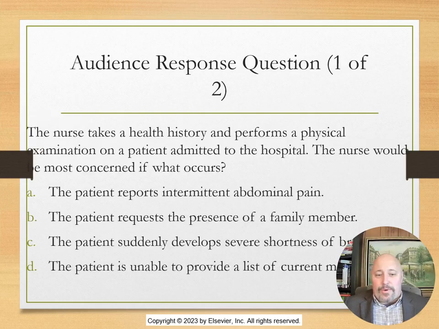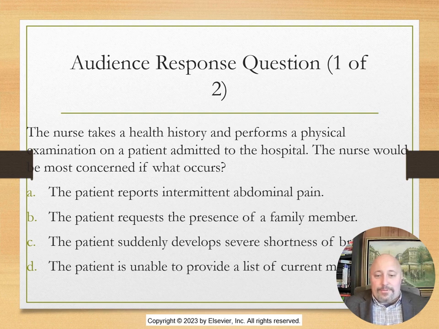And our last question. The nurse takes a health history and performs a physical examination on a patient admitted to the hospital. The nurse would be most concerned if what occurs? A, the patient reports intermittent abdominal pain. B, the patient requests the presence of a family member. C, the patient suddenly develops severe shortness of breath. Or D, the patient is unable to provide a list of current medications.